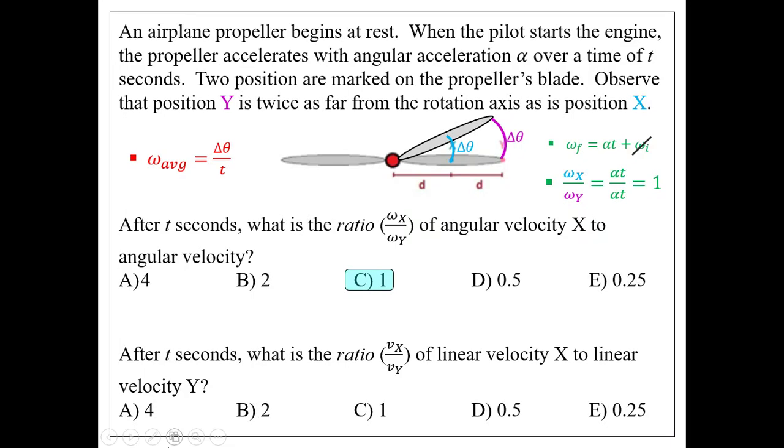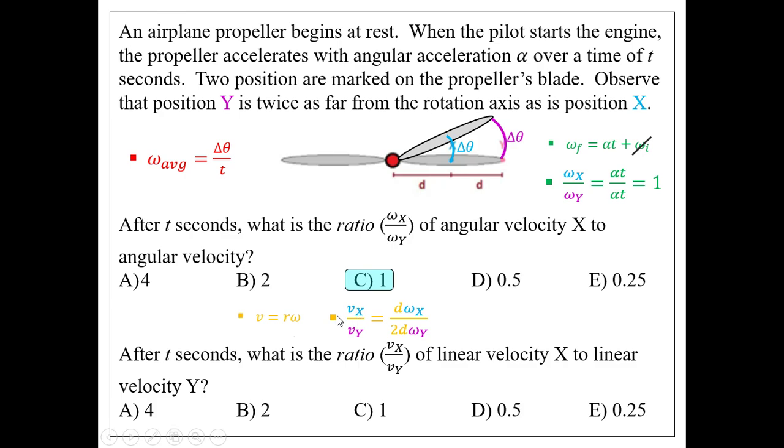All right. Let's move on to the second part of this question. Here it says after t, what is the ratio of the linear velocity of x to y? Okay, so to do this particular one, you just have to utilize the linear velocity and angular velocity relationship. Here we have v is equal to r times omega. All right, so I'm just going to apply this function twice. Vx over vy, because the question asks for vx over vy. Well, what is vx? Vx is just r omega, right?